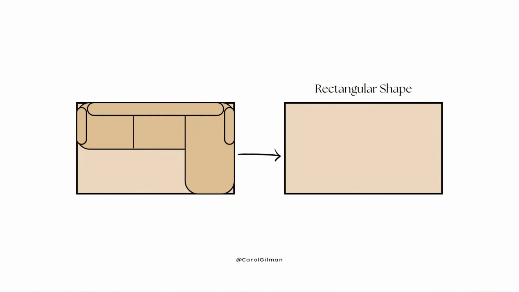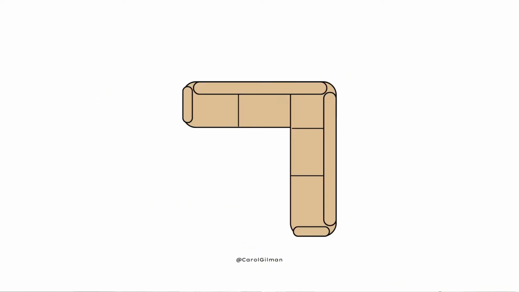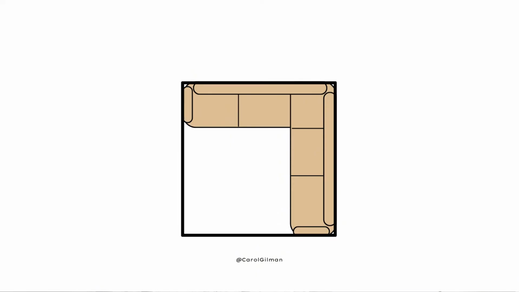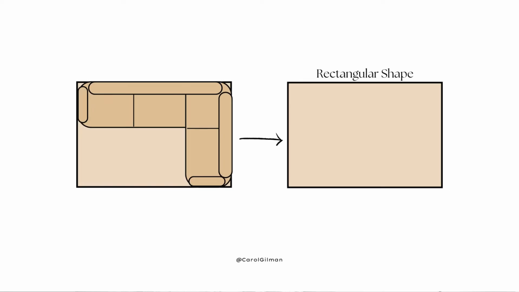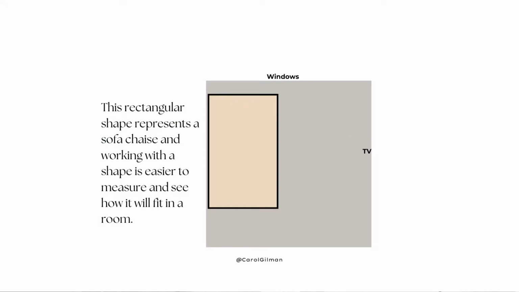And then with a sectional, it will depend upon how wide each side or each sofa is. So if you have equal widths on both sides, you can draw a line around the perimeter of that entire sectional and create a square shape, or maybe a rectangular shape if one of the sides is longer or shorter than the other. And if you just think of these pieces of furniture as one big shape, as a square shape or as a rectangular shape, it's easier to work with and easier to plan your living room layout.